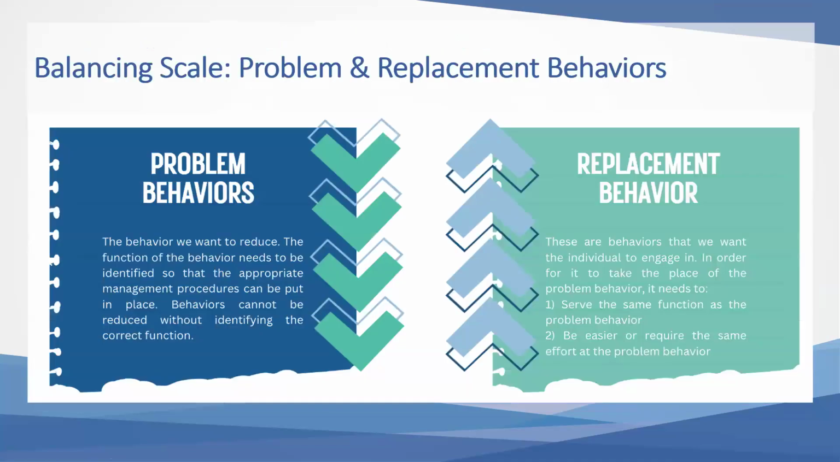So when we're talking problem behaviors, ideally, these are the ones that we want to reduce, right? In order to do that, we need to know what the function is so the appropriate management strategies can be put in place. We cannot appropriately do that without identifying the function. It kind of works like a seesaw. When we want to decrease the problem behaviors, we want to increase replacement behaviors. And replacement behaviors are things that we want the student to engage in.